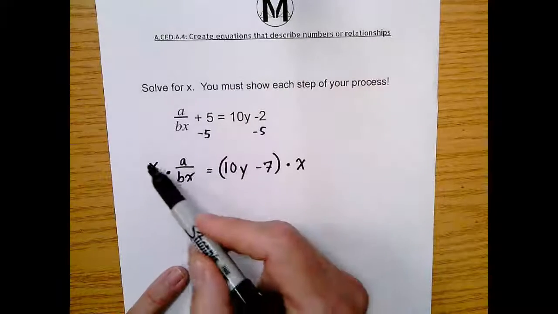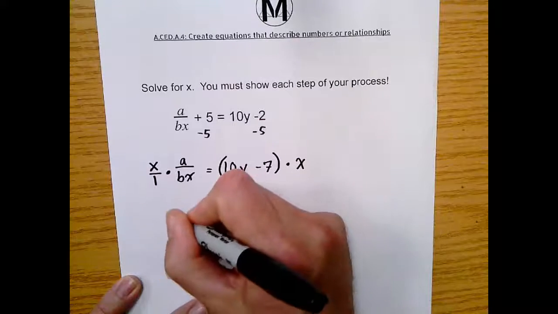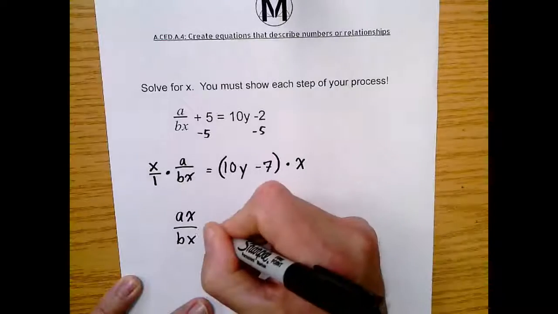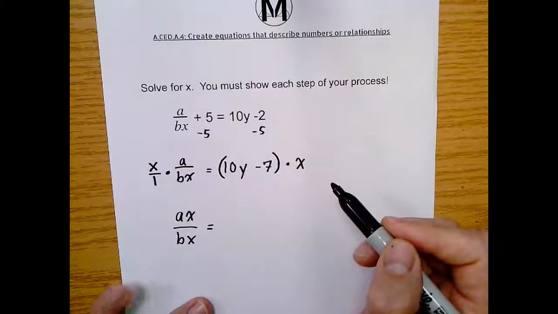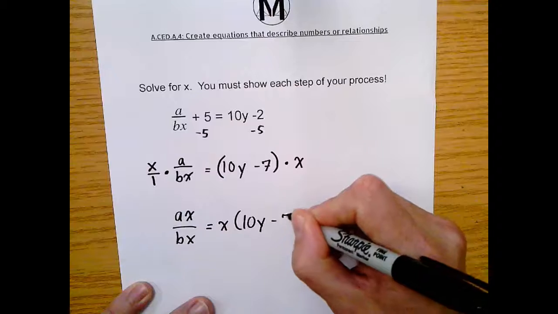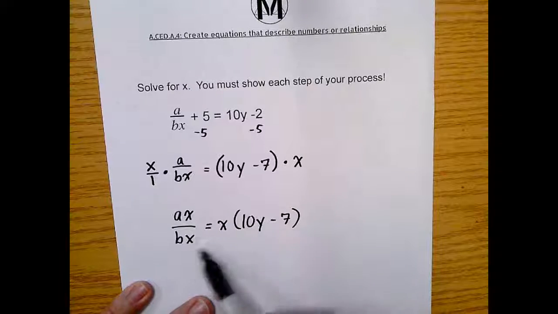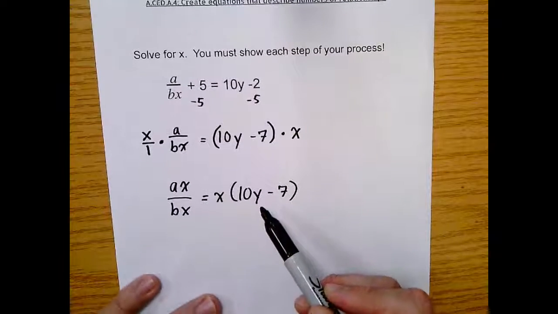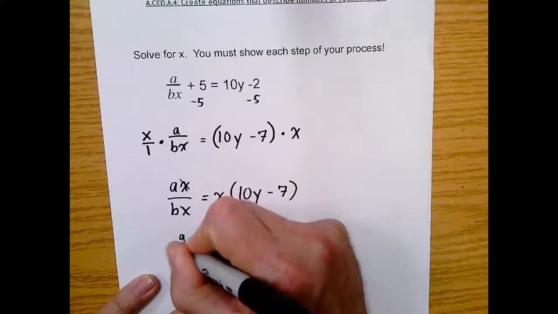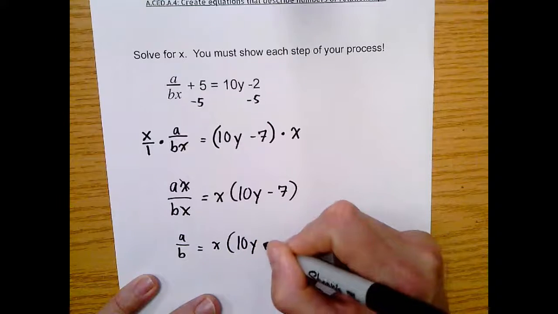So watch. These x's do cancel. And I can rewrite this for you. How about I rewrite this so you can see it? So x times a is ax, and 1 times bx is bx, and that's going to equal, I'm going to rearrange this order because the order doesn't matter because multiplying is commutative. So I'll say x times 10y minus 7. Okay, and at this point, everything you see here is actually the exact same thing as here. I just rewrote it to make it a little more clear for all of us. So now we see here, these x's would cancel, and I would be left with a over b equals x times 10y minus 7.